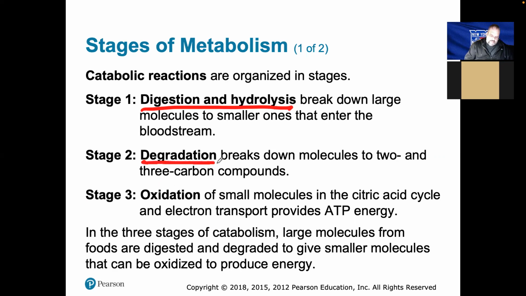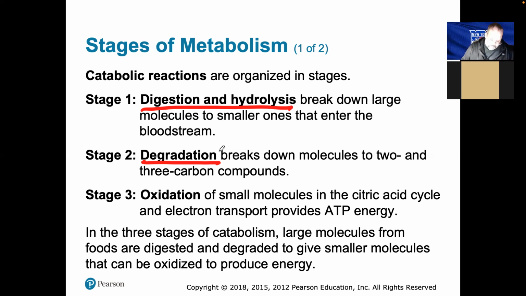Stage two is degradation. Degradation breaks down molecules to 2 and 3 carbon compounds. So it's still a catabolic type of process because you're still breaking down larger molecules into smaller molecules. When we get into carbohydrates, we'll see that digestion and hydrolysis break down your polysaccharides and disaccharides into monosaccharides. Then the degradation process takes those monosaccharides, which I believe is usually glucose, and breaks that down into smaller 2 and 3 carbon compounds. So it's still the process of breaking down larger compounds into smaller compounds.